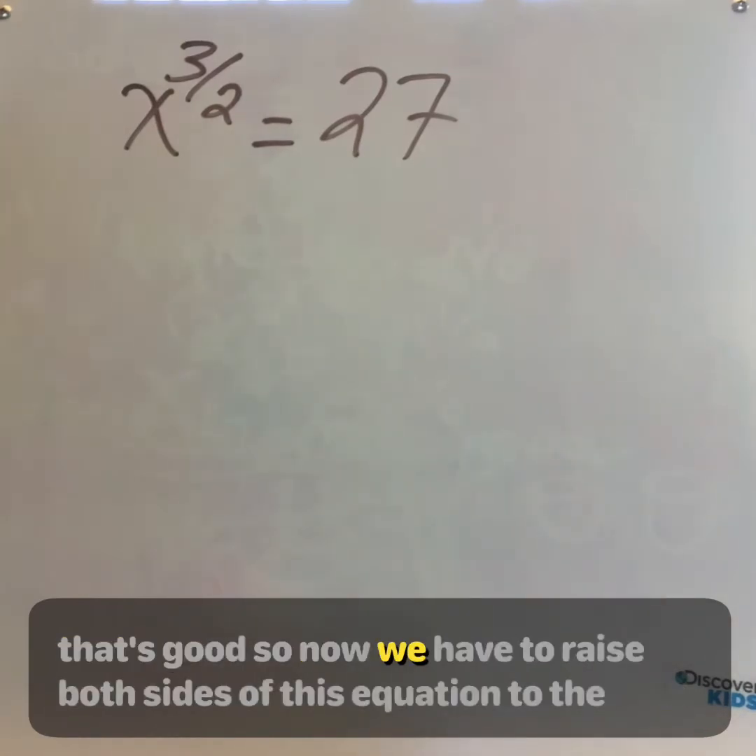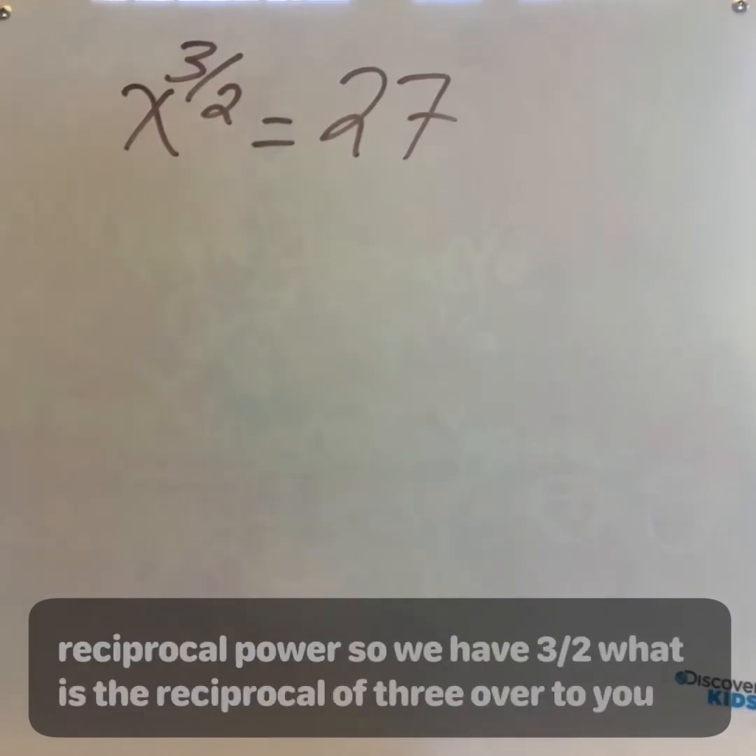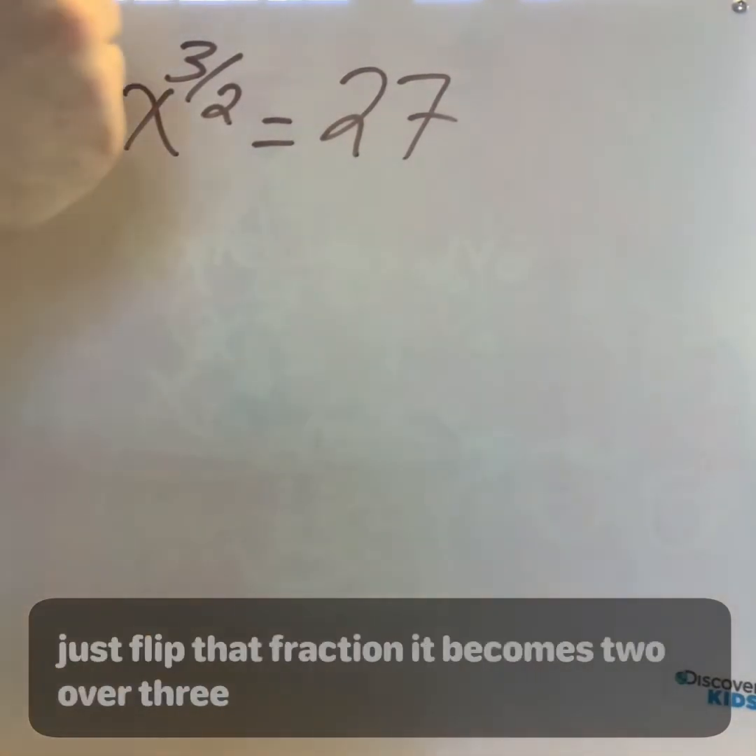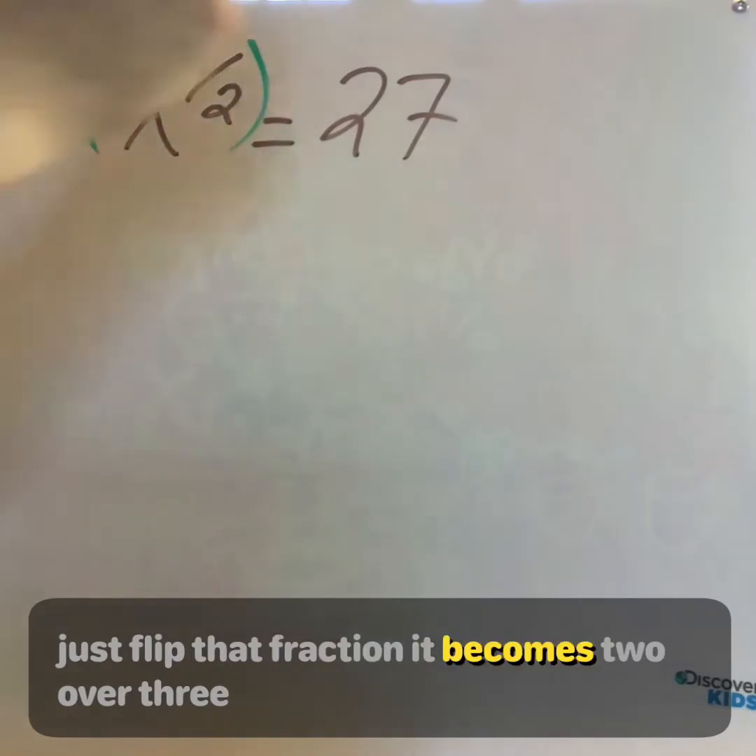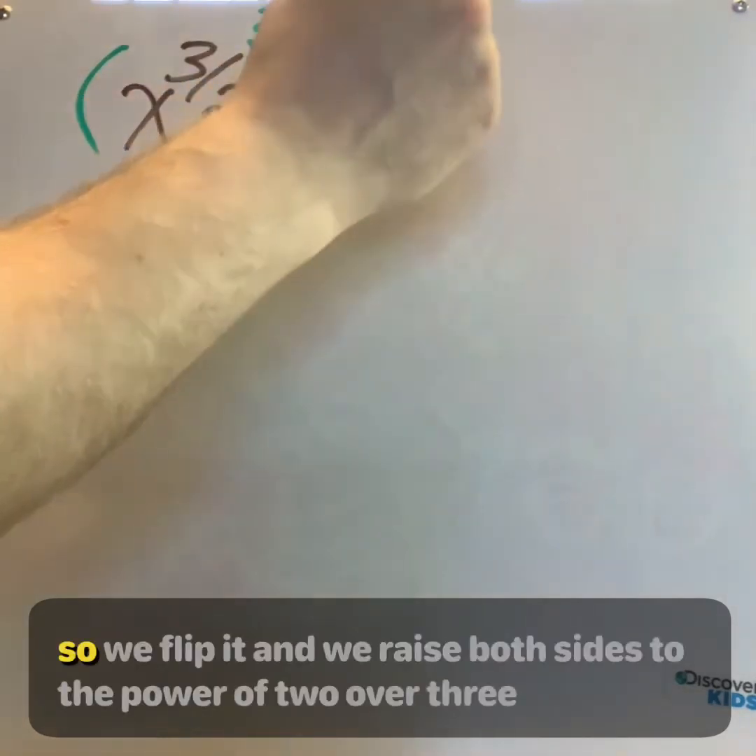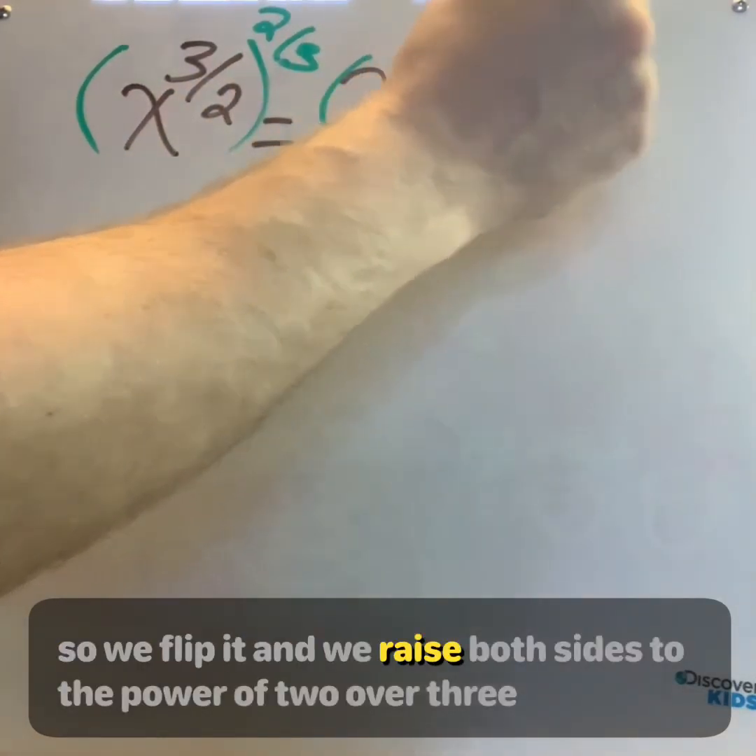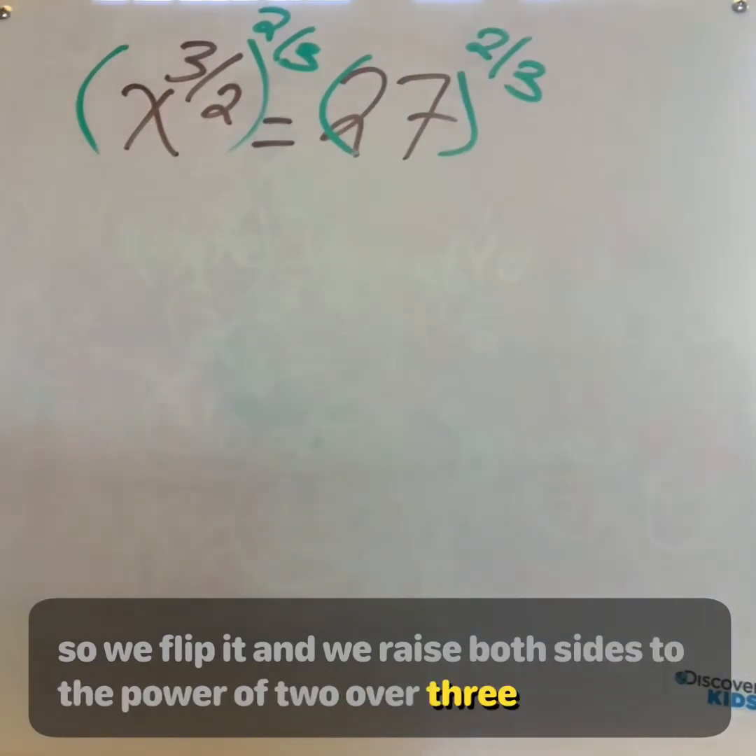So now we have to raise both sides of this equation to the reciprocal power. So we have 3 halves. What is the reciprocal of 3 over 2? You just flip that fraction. It becomes 2 over 3. So we flip it and we raise both sides to the power of 2 over 3.